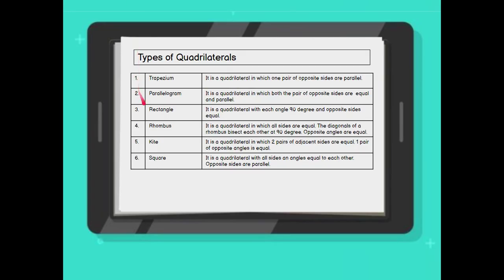Now square. So square is a combination of the rules of rectangle and rhombus. How? Square has all the angles 90 degrees as given in the rule of rectangle, and rhombus has all the sides equal, and also the square has all the sides equal. So therefore we can say that rectangle and rhombus both are parallelograms, and rectangle and rhombus both come together to form a square.